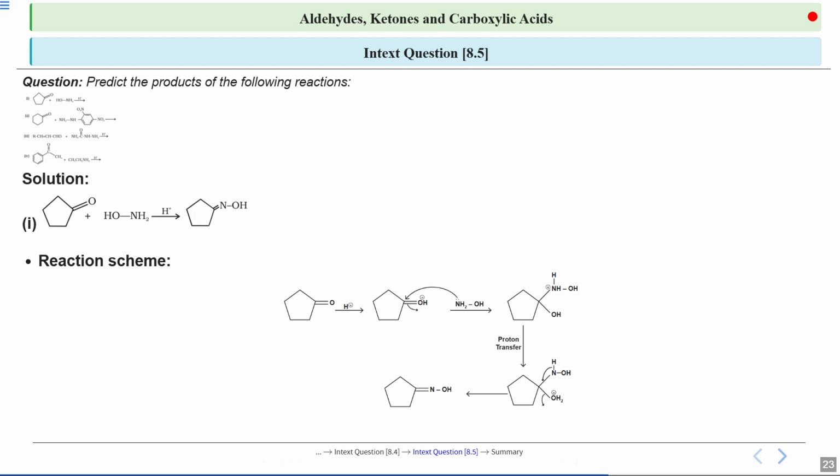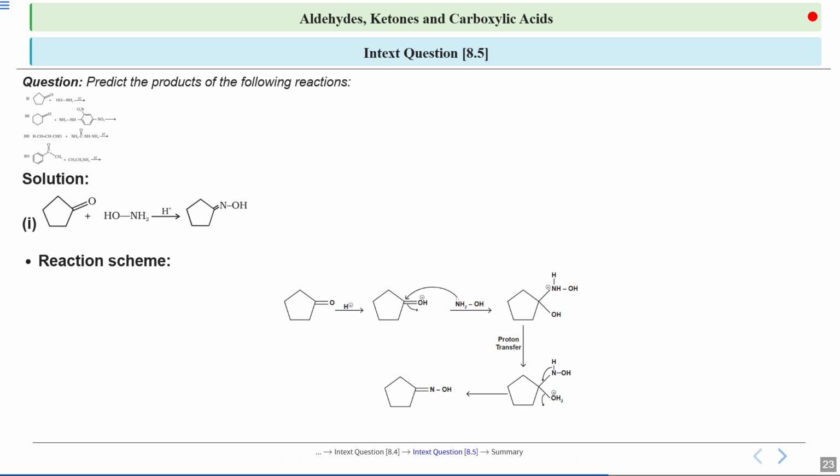The nucleophile will come and attack. What will be the nucleophile in this case? It will be hydroxylamine, because in hydroxylamine the nitrogen has its lone pair to donate. Then the nucleophilic nitrogen of hydroxylamine attacks the carbonyl carbon. Nitrogen with its lone pair attacks this carbonyl carbon, and further it will form a tetrahedral intermediate.